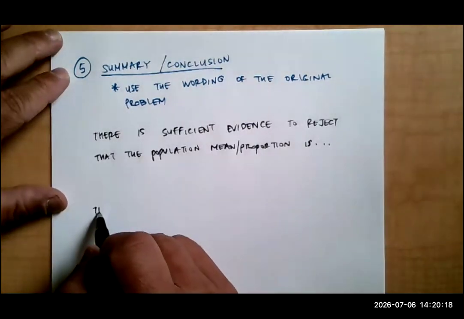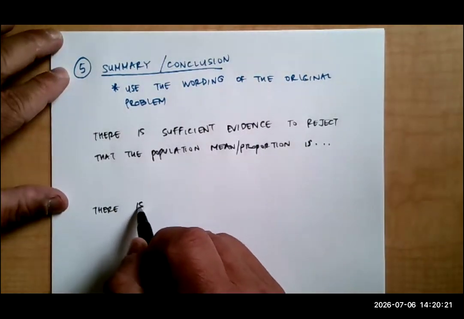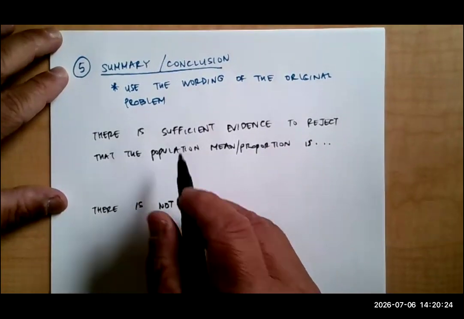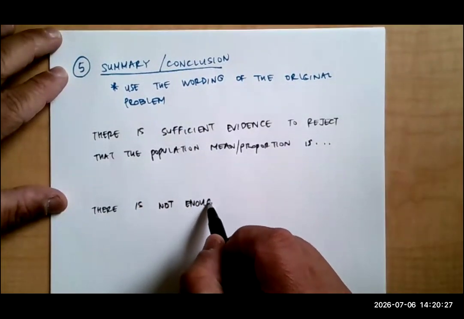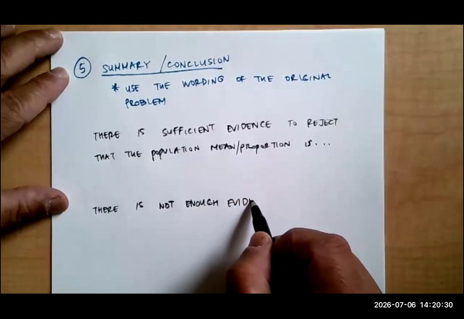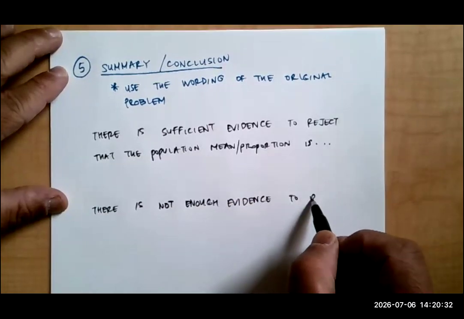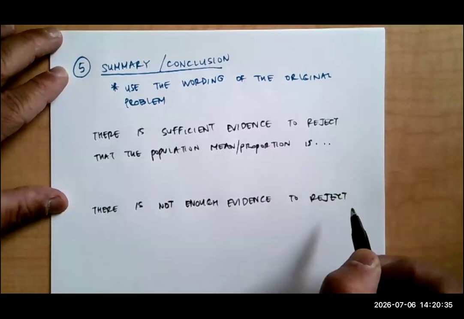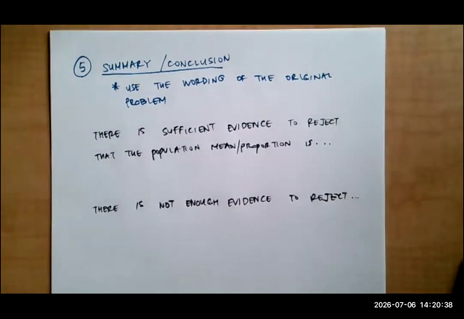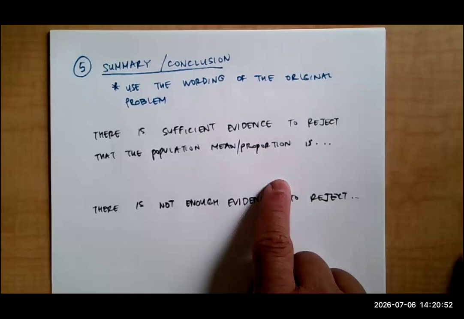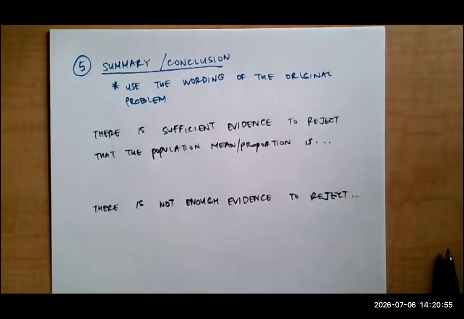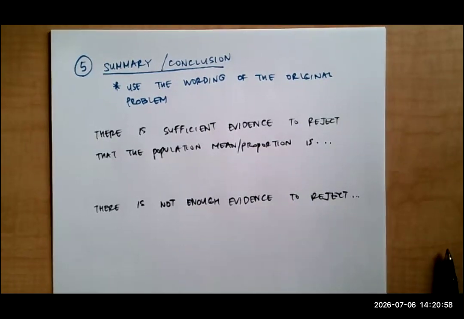Or likewise, if we're not going to reject, there is not sufficient, or I say not enough evidence based on our sample to reject. And I'll put my dot, dot, dot here. Continue with that wording from the problem. And again, this part, the summary, takes some time to get used to that wording, how we phrase that, how we understand. But there's always, again, based on our decision, that null hypothesis, that assumed value for our population.